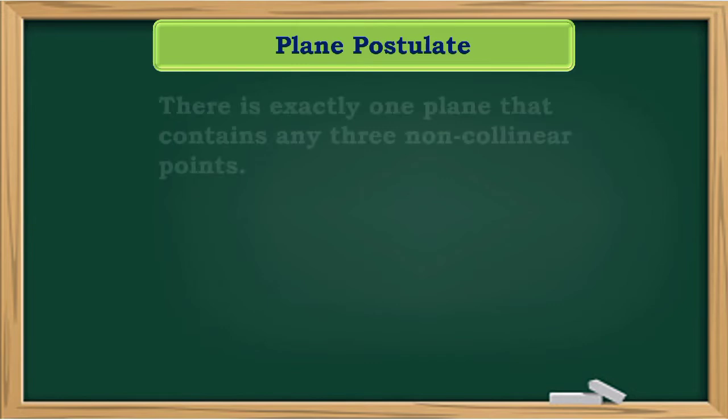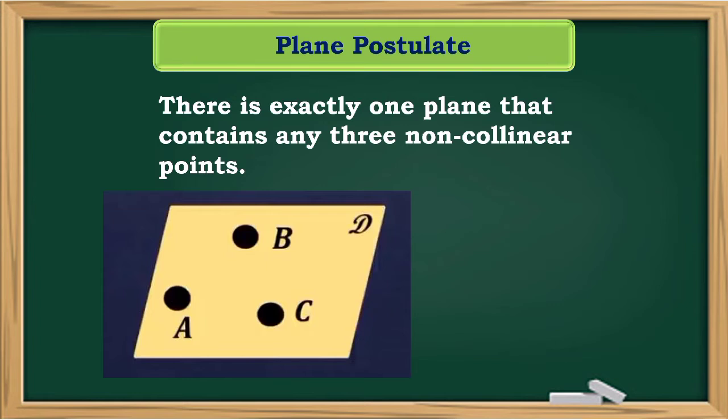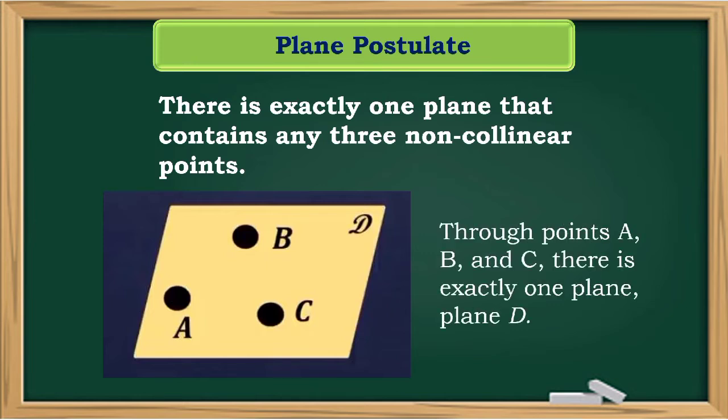Next is the plane postulate. This states that there is exactly one plane that contains any 3 non-collinear points. Here is the figure. For example, we have points A, B, and C. These 3 points are non-collinear, so they lie inside plane D. Remember, last time we named a plane using 3 points, and those points should be non-collinear. So through points A, B, and C, there is exactly one plane, which is plane D.